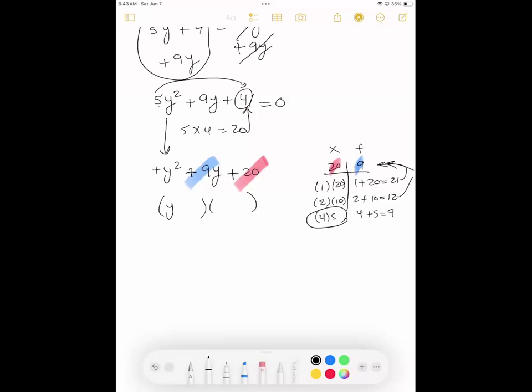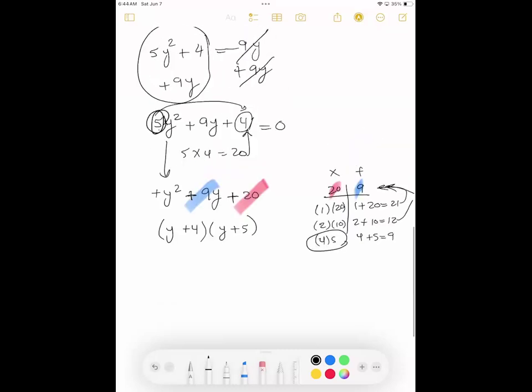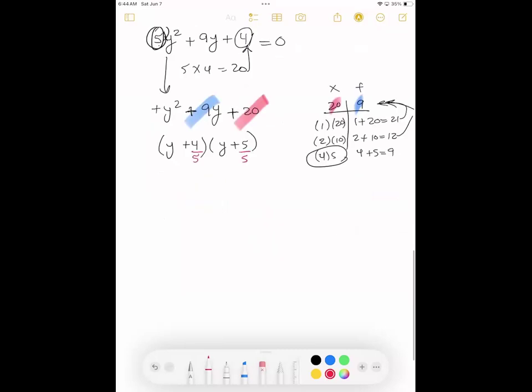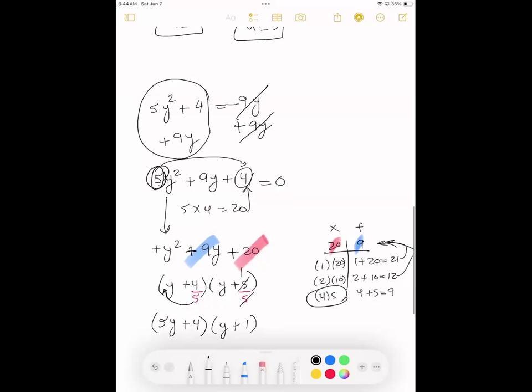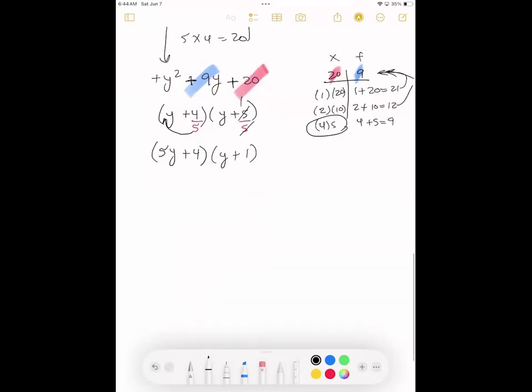You open up two parentheses, you put y inside each one, and then you put plus 4 and plus 5, but you're not done. Remember, this coefficient is 5, so you need to divide this by 5 and that by 5. 4 and 5 is not reduced, so you move 5 over next to y. 5 and 5 is reduced, you get 1. So you get y plus 1. You must remember to reduce the problem, and if you don't reduce these factors, then you don't get the right answer. So now I was able to factor my original problem and write it like this.